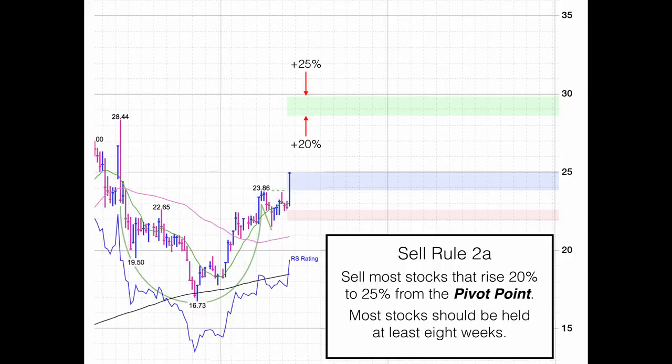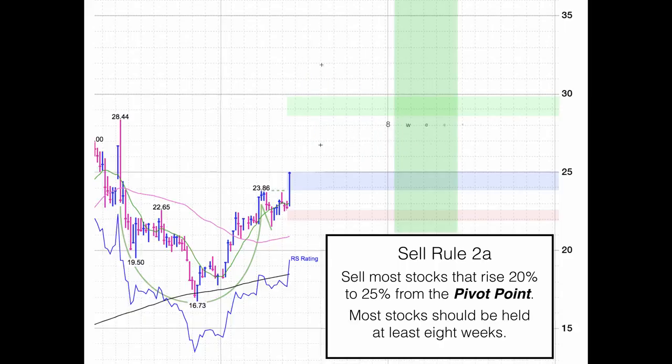Okay? Now we're going to add sell rule 2A. Most stocks should be held for at least 8 weeks. Okay? So it's not just as simple as selling at 20 to 25%. I'm going to drop this box in here. That is your 8-week line, or 40 trading days, both legitimate. 40 trading days later, you want to try to hold it to at least there.